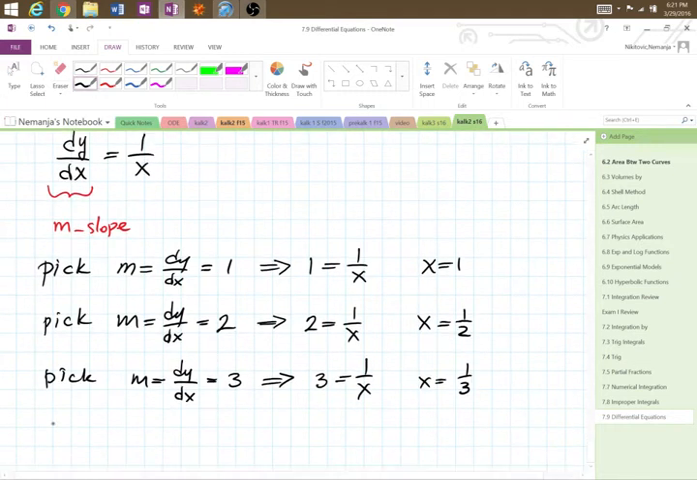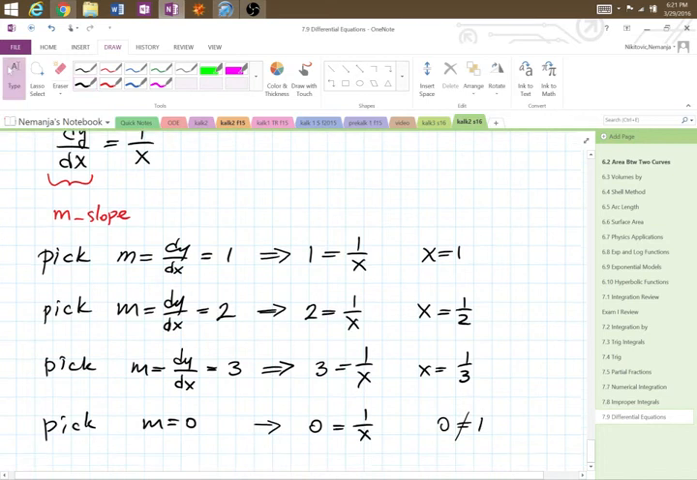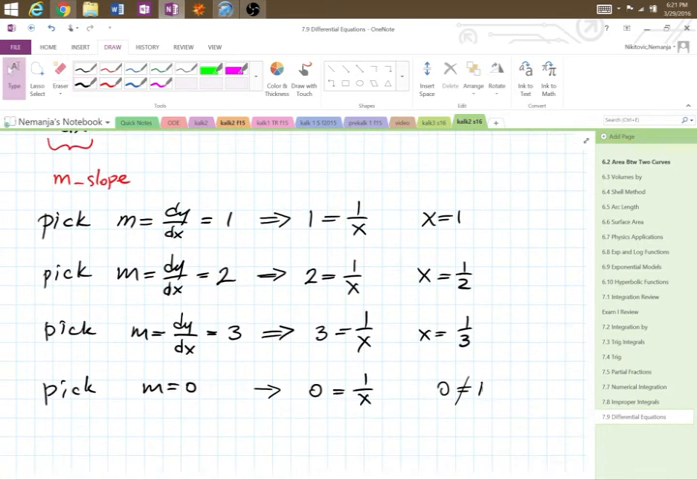Let's pick m equal to 0. Well, that tells us that 0 is equal to 1 over x, from where 0 equals 1, which makes no sense. So we don't get to pick that value. We can't have a 0 slope. Now, for what kind of functions can't you pick 0 slope? What kind of function does not have a 0 slope anywhere?